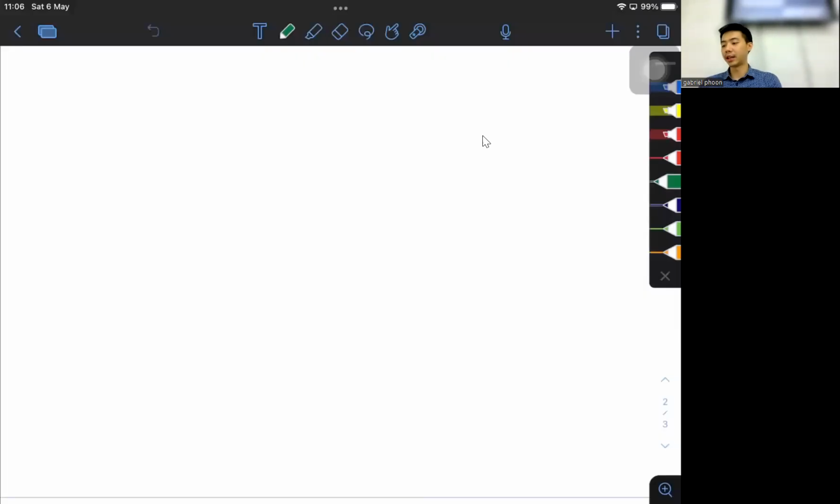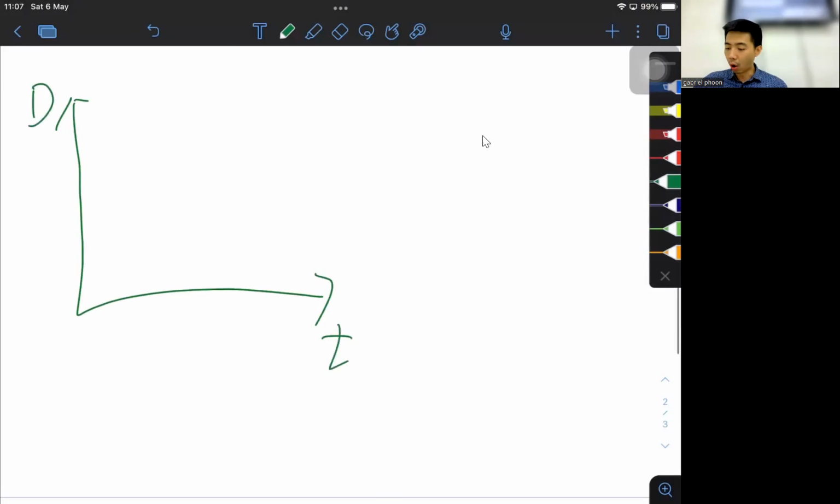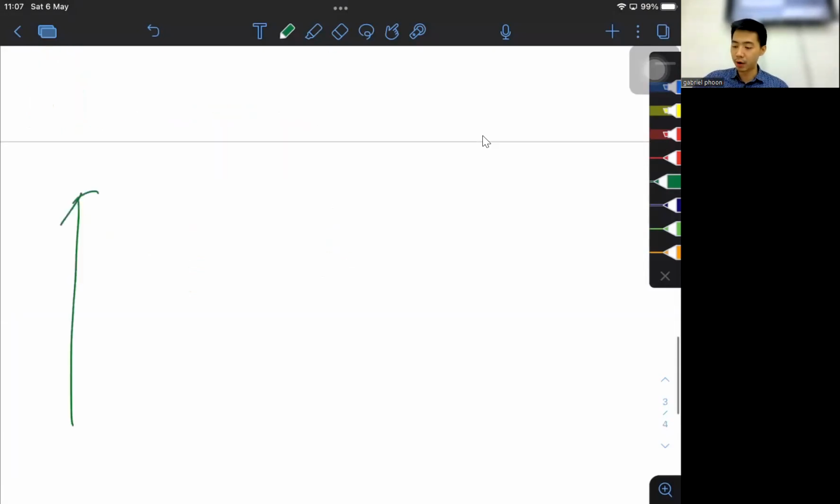Okay, guys, so starting off with the basic things that you need to know, for those who are taking the May June exam, the first question in your paper, most of the time you'll notice, is going to be a motion time graph. It will either be a distance time graph here, or it will be a speed time graph here.